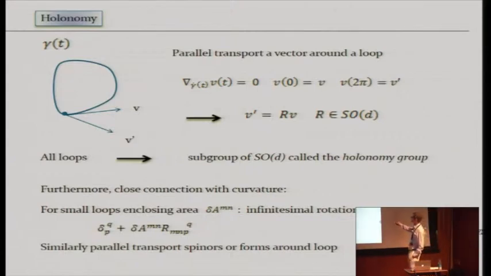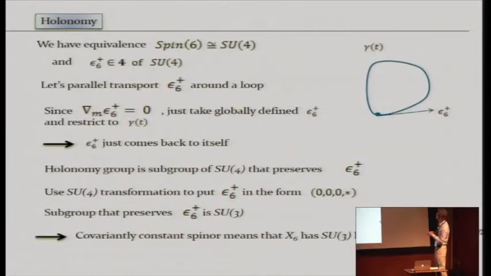So this is for tangent vectors, but you can really transport anything around the loop. Well, anything meaning any other tensor, or even a spinor, which is not a tensor. You can also transport spinors around the loop. So that's what we're going to do now. Because we had this covariantly constant spinor, we want to see what kind of restrictions we get on the holonomy.